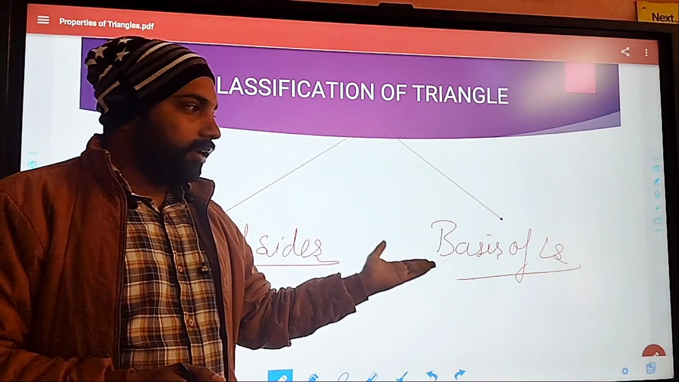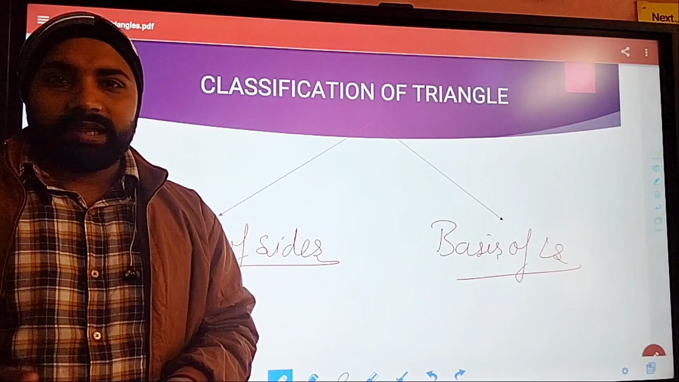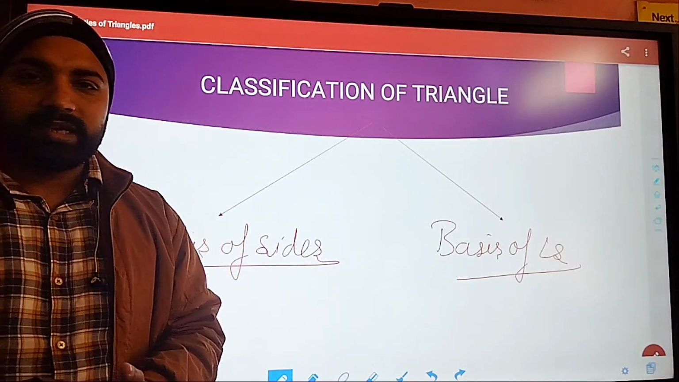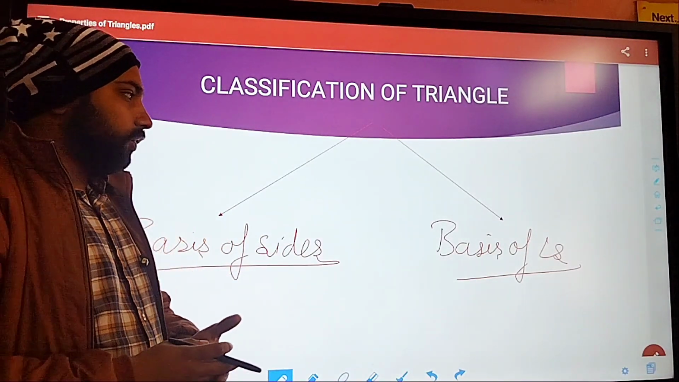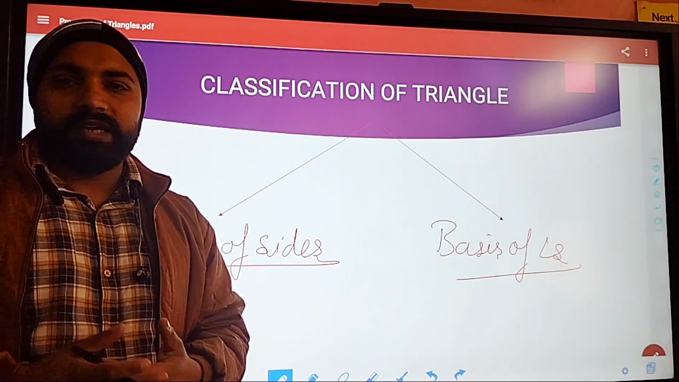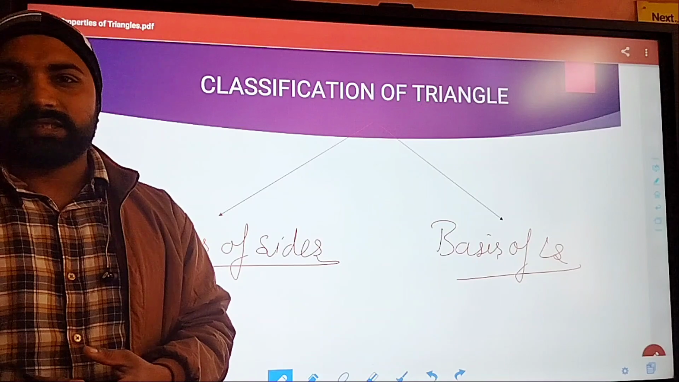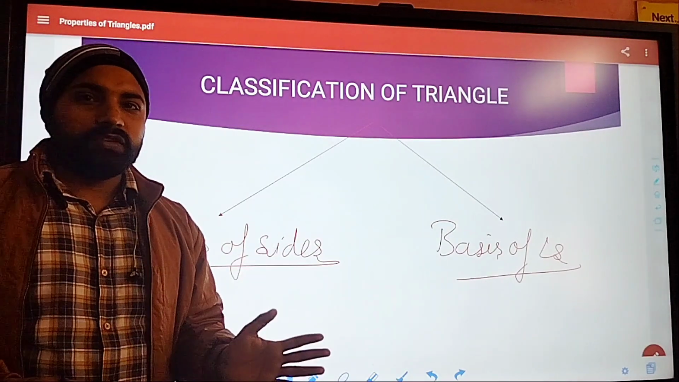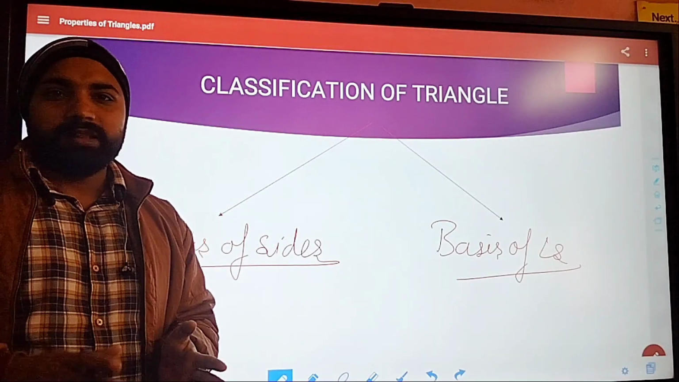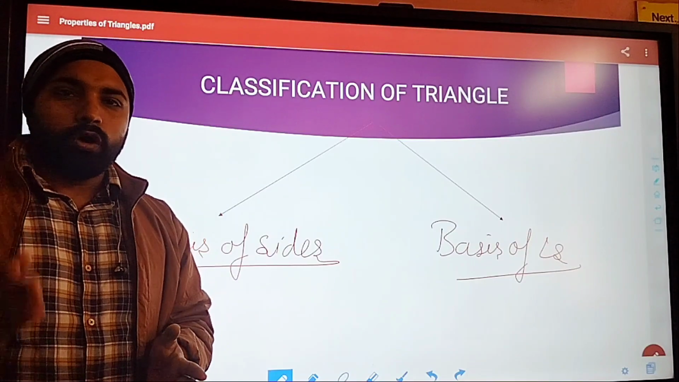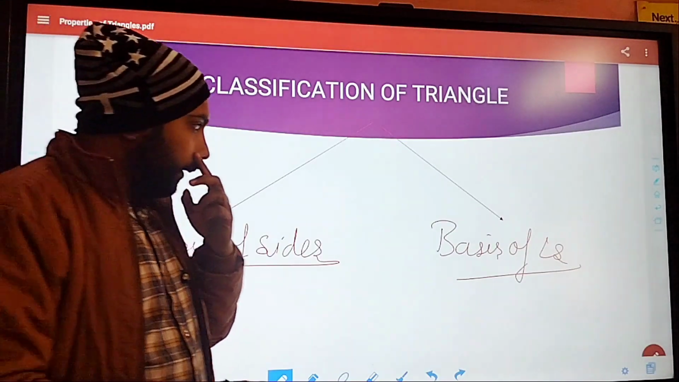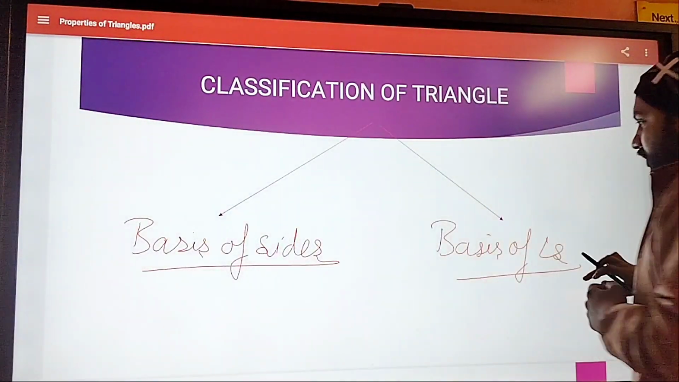On the basis of angles, if all three angles are acute, we can name that triangle as an acute angle triangle. If one of the angles of that triangle is a right angle, that is of 90 degrees, it will be named as a right angle triangle. And if one of the angles is obtuse, that triangle will be named as an obtuse angle triangle. So let's cover the classifications.